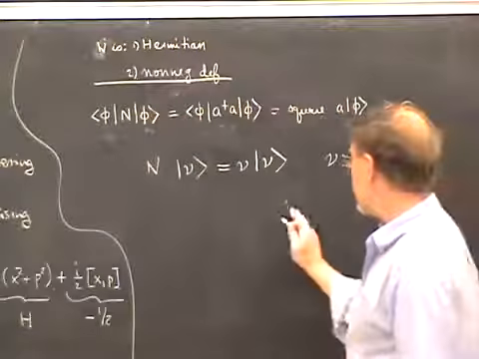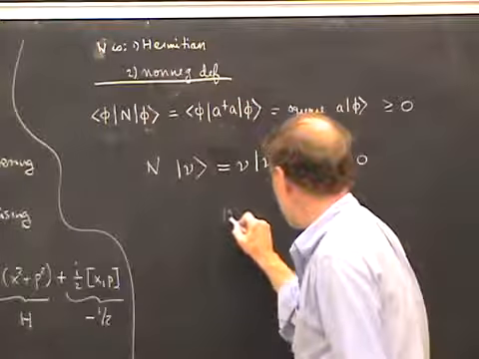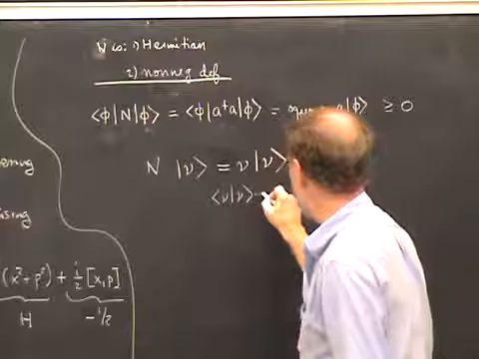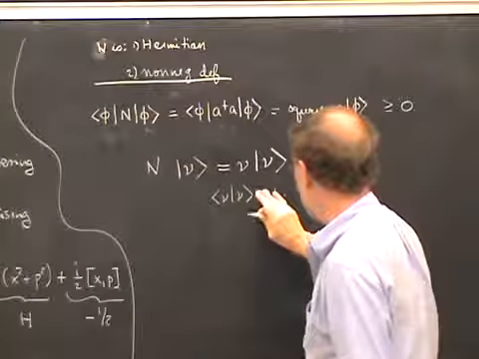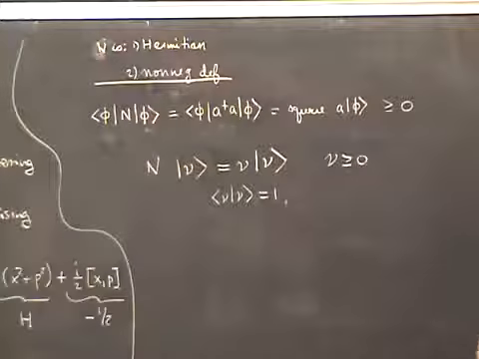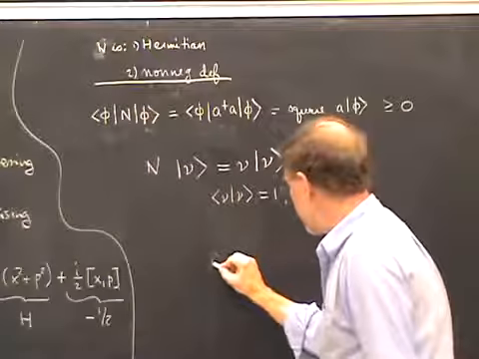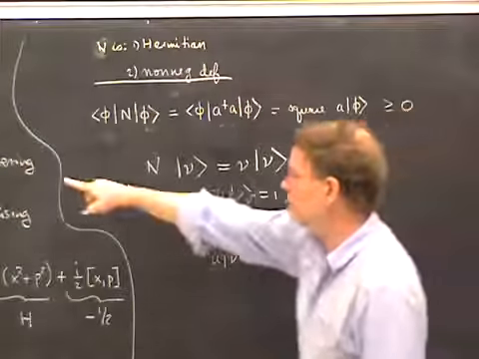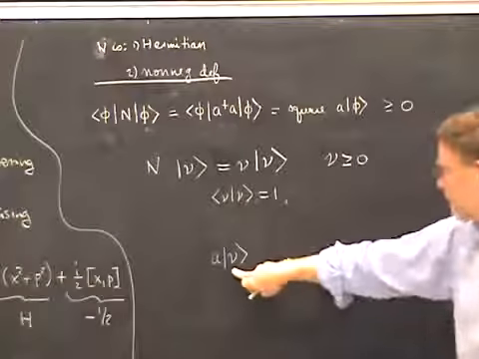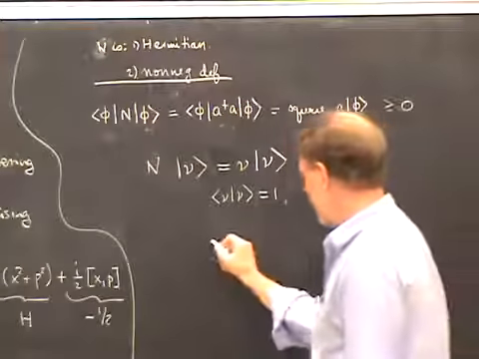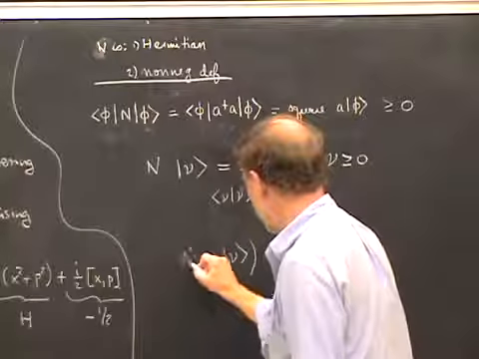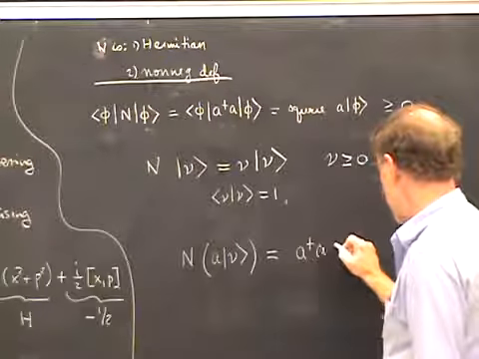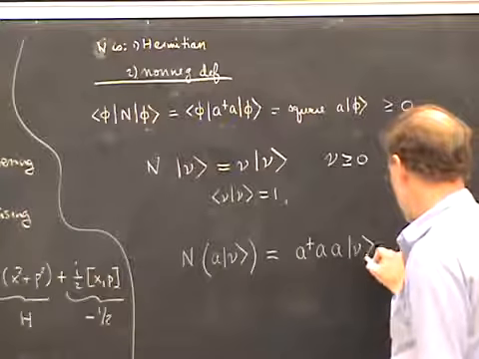Now, next let's consider the state nu. And we'll assume this is normalized too. Let's say that the scalar product of nu with itself is equal to 1. We'll assume these eigenstates are normalized. Now let's consider the state we get when we apply the operator A, the annihilation or lowering operator, to an eigenstate of the number operator. And let's let the number operator act on it. This is the same thing as A dagger A times nu.